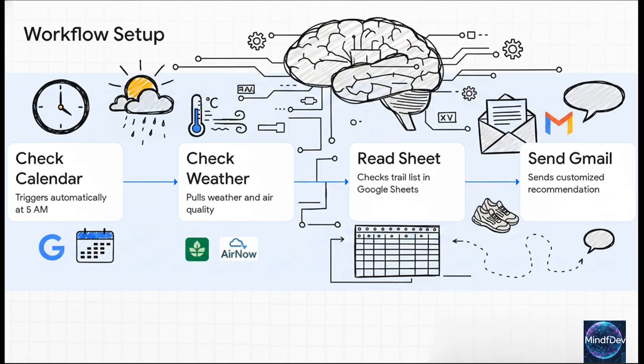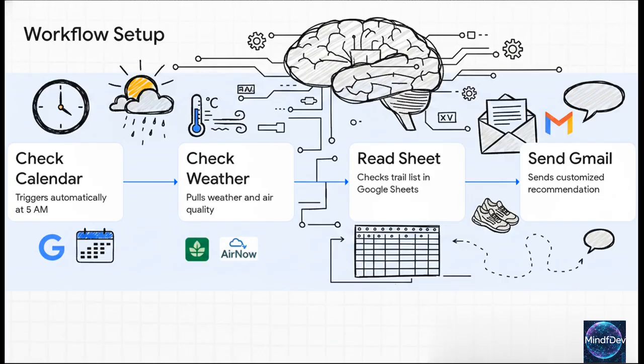In this specific example, at exactly 5 a.m., the agent checks a Google Calendar to see if a trail run is scheduled. If it is, it uses an API to check the open weather map and the AirNow government database. Then, it reads a custom Google Sheet containing a personal list of running trails, complete with mileage and how much shade they have. It actually reasons through all of this data, picks the absolute best trail for the day's specific weather and your schedule, and finally, sends you a customized Gmail recommendation. And this entire process happens inside a single visual AI agent node.